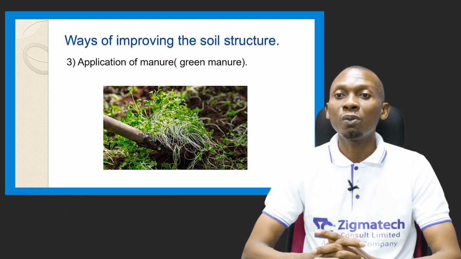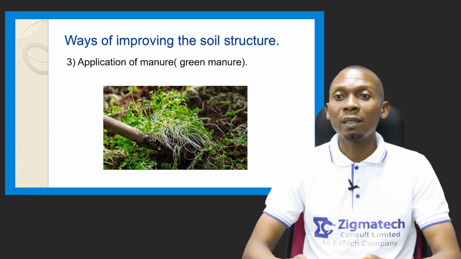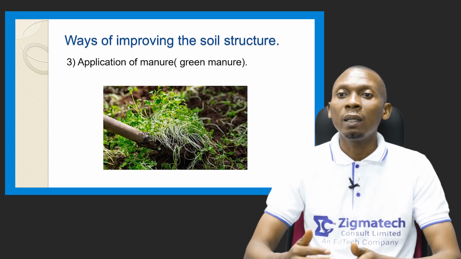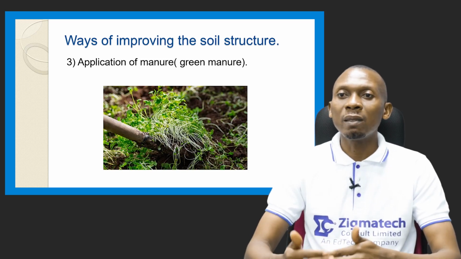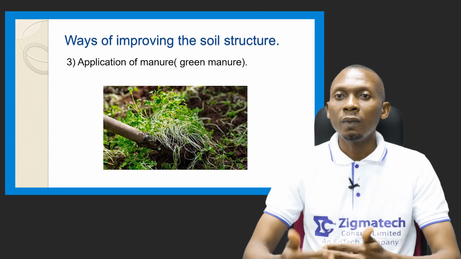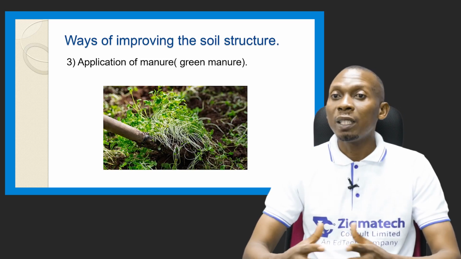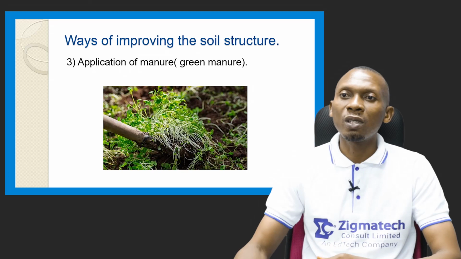Application of green manure can also help to improve the soil structure. While tillage practices are carried out, the grasses on the land are being tilled together with the soil. They eventually decompose and help to improve the soil structure.